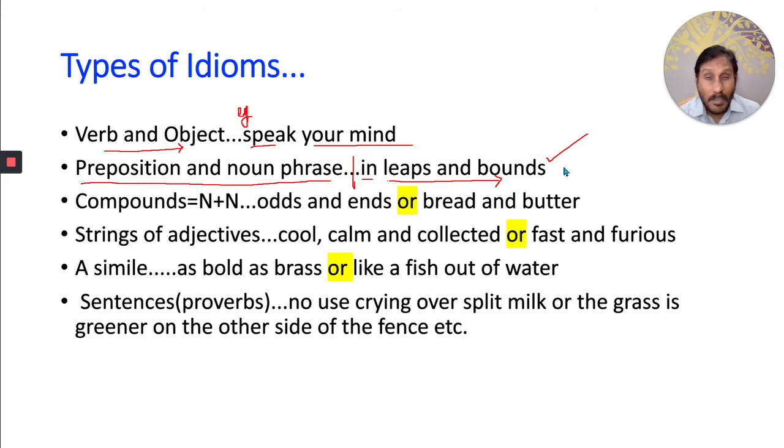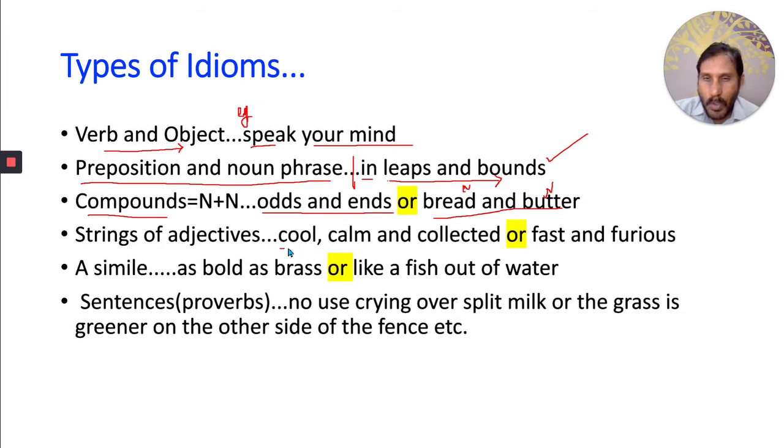Another type is compounds, noun plus noun. For example, odds and ends: odds is a noun, ends is a noun. That means simple details, not very important details of something. Bread and butter, another noun plus noun. Next one, strings of adjectives, two or three adjectives together, just like flowers in a garland, right?